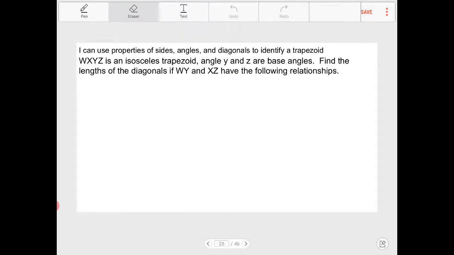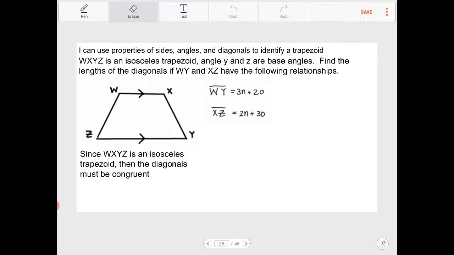All right, WXYZ is an isosceles trapezoid. Angle Y and angle Z are base angles. Find the lengths of the diagonals if WY and XZ have the following relationships. Again, I encourage you to pause the video to try and figure this out on your own. Hopefully you guys had some time to do that. Now let's take a look at what we can do with this.